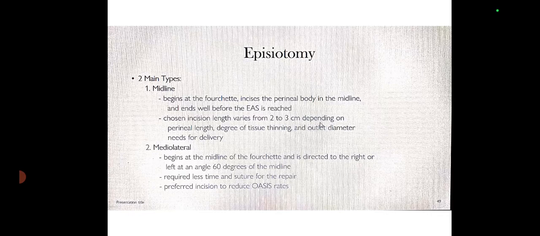Mediolateral begins at the midline of the fourchette and is directed to the right or left at an angle of 60 degrees from the midline. Midline incisions require less time and suture for the repair. Mediolateral is the preferred incision to reduce the risk of obstetric anal sphincter injury.